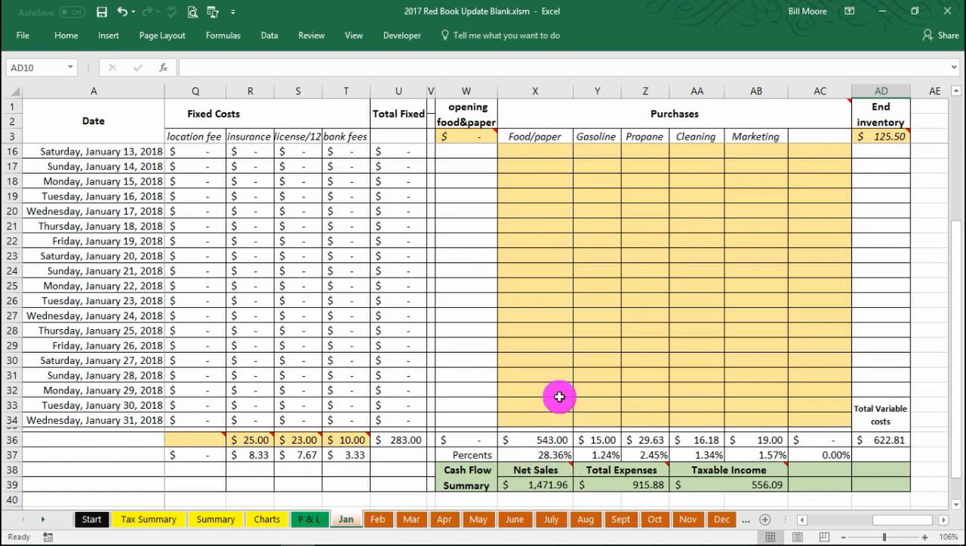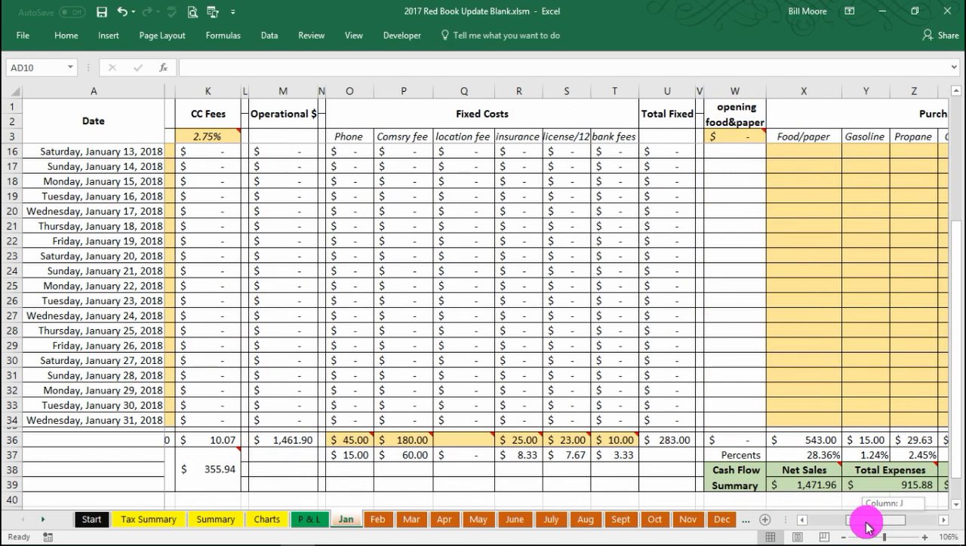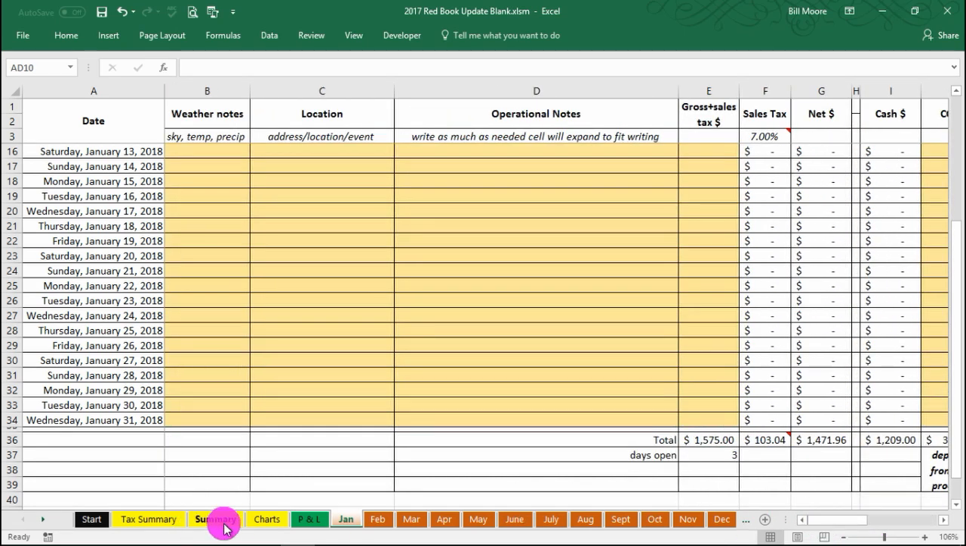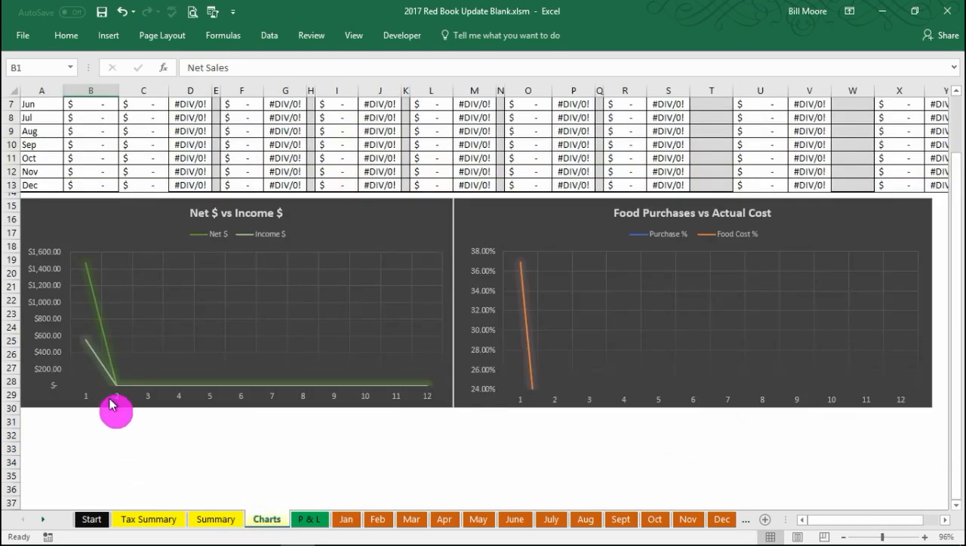A 28% food cost running. But now I've made $556 on $1,471. Not bad. So how does that look over here? Let's look at the charts real quick. That gives me my charts. Of course, they don't make a lot of sense because I've only got one day there.